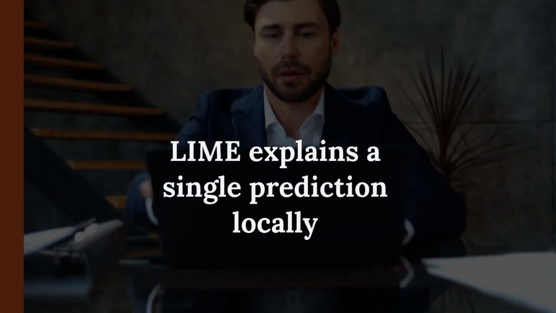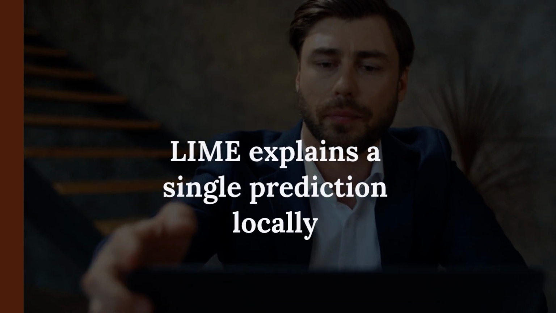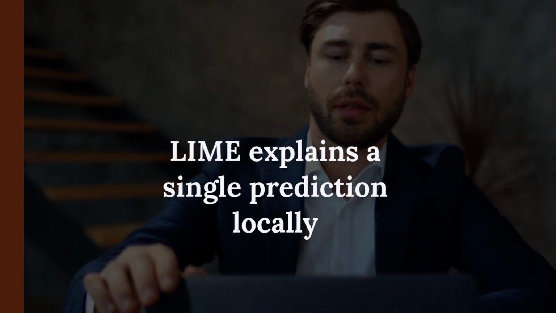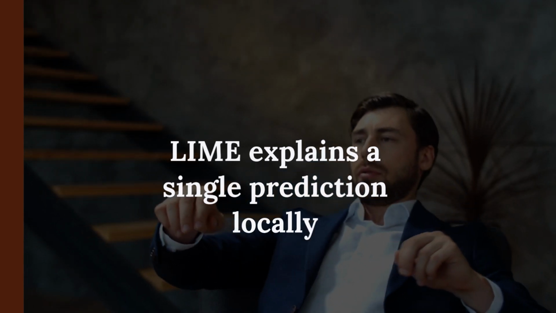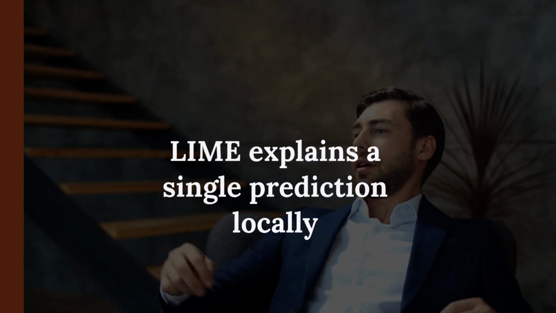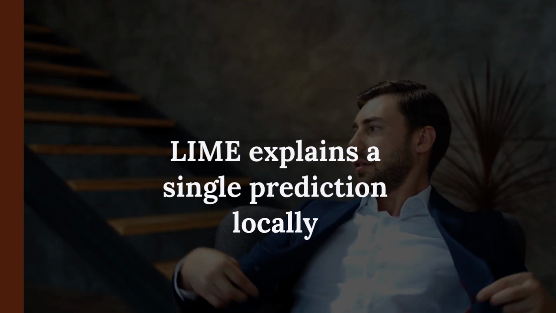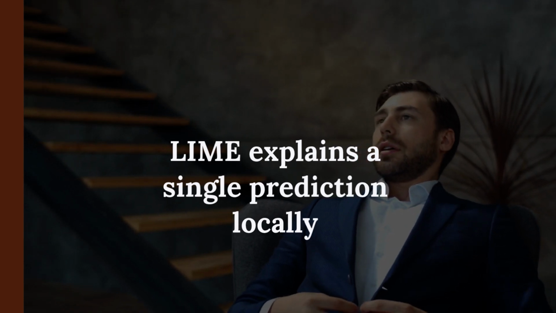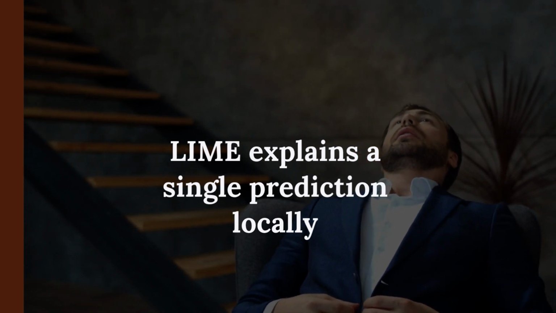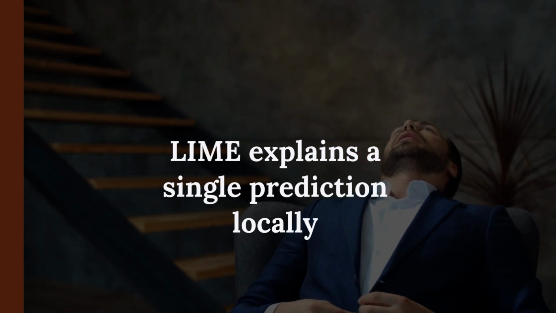LIME is applied when you want a local explanation for a specific prediction. Its role is to show why a single decision happened, such as a rejected loan application. The material describes LIME as intuitive and easy to interpret, but also computationally intensive for large datasets and sometimes unstable for similar inputs.